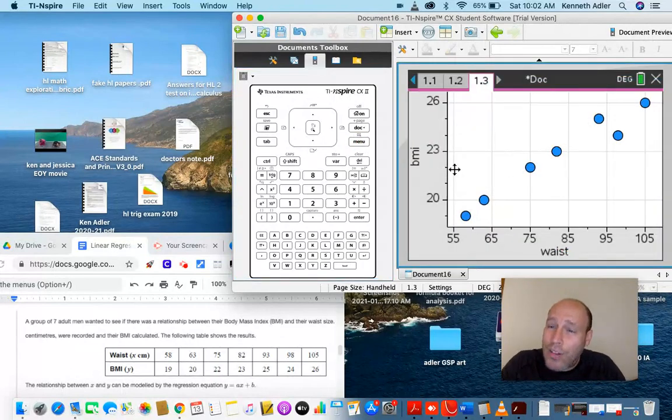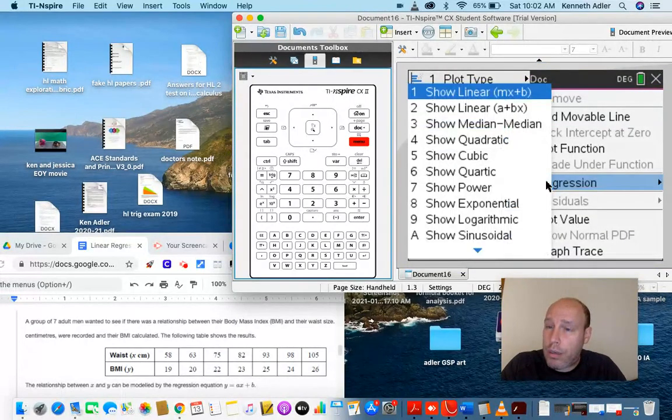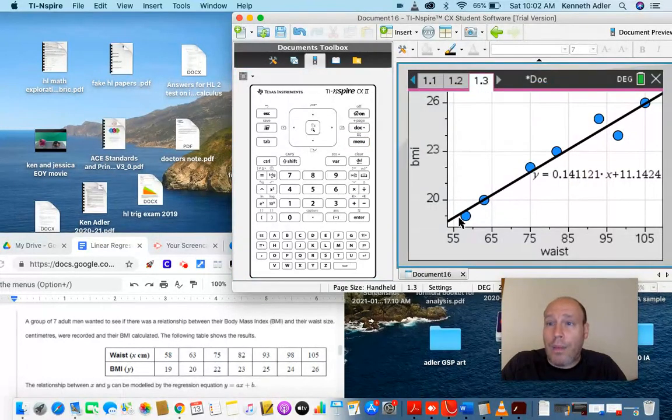But what we can do is draw a line of best fit through that. So we're going to do menu, analyze, regression, show the linear, and we can see the line of best fit, which the calculator figures out for you. The equation is y equals 0.14x plus 11.1, and this is a line.